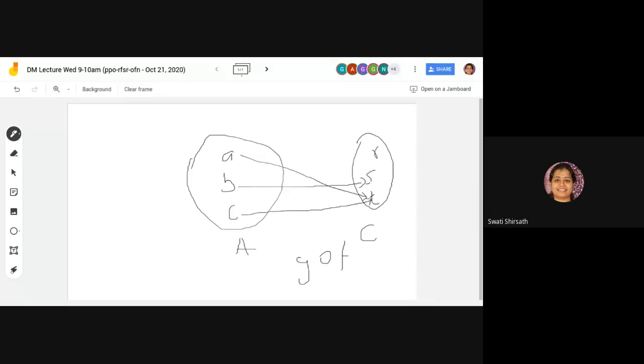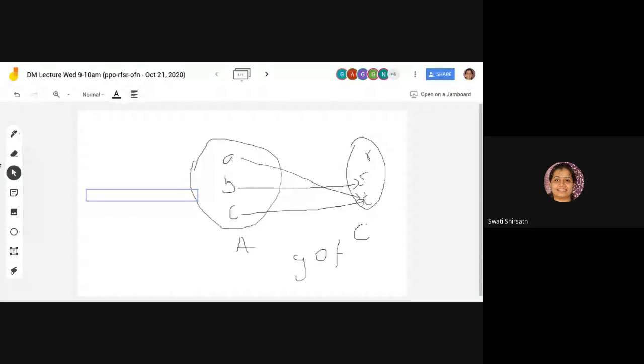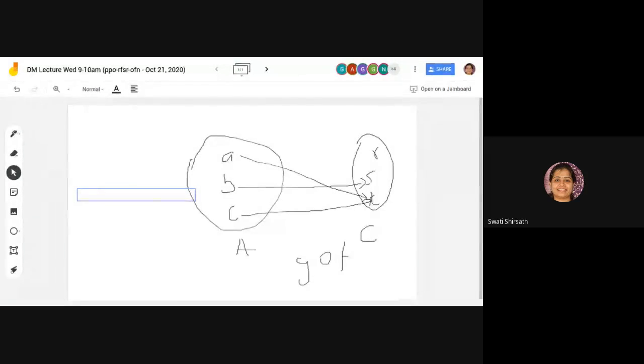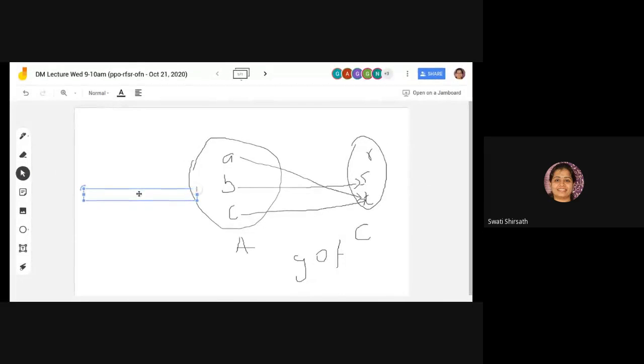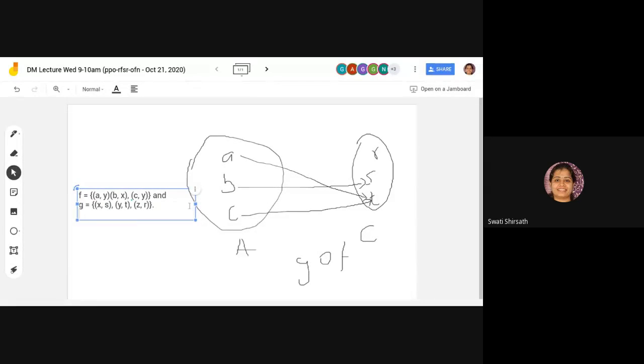Okay? And how to calculate it from this thing? Ordered pairs. I'll just copy it. Okay, these are visible. So here, first you have to consider g of f. So we'll take the first pair. A to Y is there, Y to T is there. So what will we be writing? A to T, A comma T.